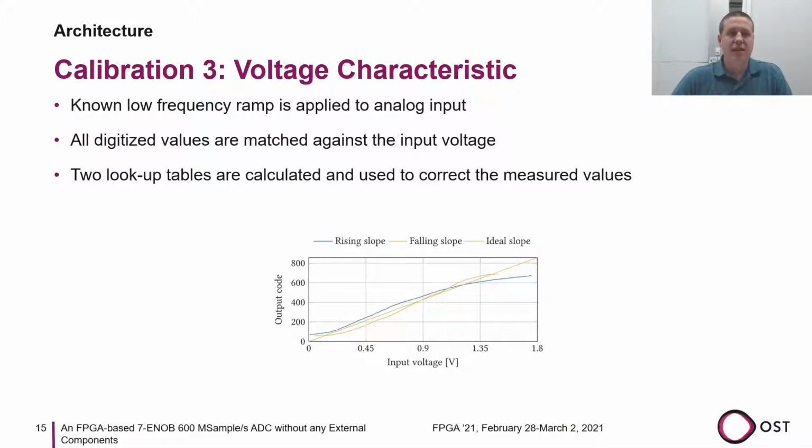To achieve this, a known low frequency ramp is applied to the analog input. The digitized values of the rising and falling slope are then matched against the input voltage, and two lookup tables are calculated and then used to correct the measured values.